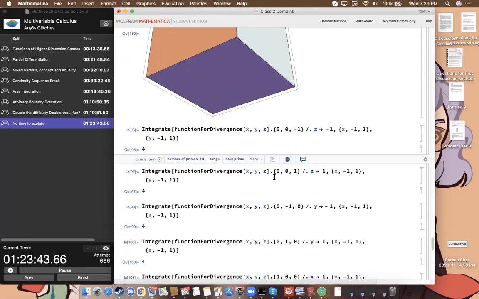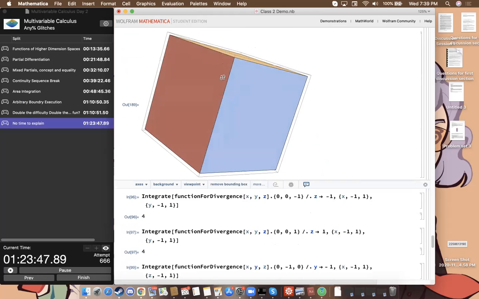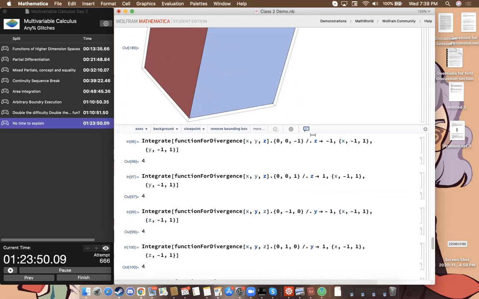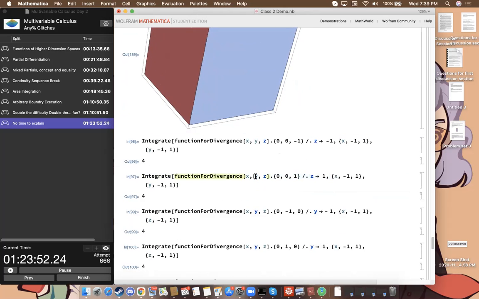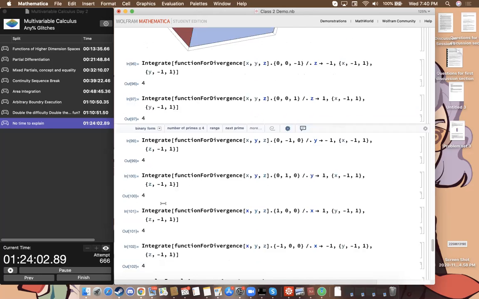We get 4. We do the upper surface. Now the upper surface, the normal vector, like I say, is 1. And we do that replacement with z equals 1. We do that same thing. We get 4. And we do that for all 6 surfaces. And we get 4 on each surface. So 4 times 6. What's that going to be, guys? That's going to be 24.